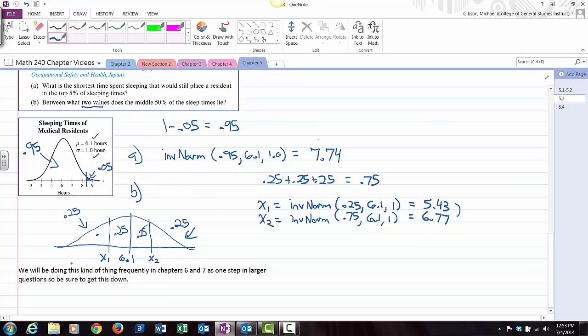We will be doing this kind of thing frequently in Chapter 6 and 7, although in 6 and 7 it's generally going to be the standard normal. Okay? Well, it depends on how you do 6, but we will do the inverse norm function quite a bit in 6 and 7, so you definitely want to get this down.